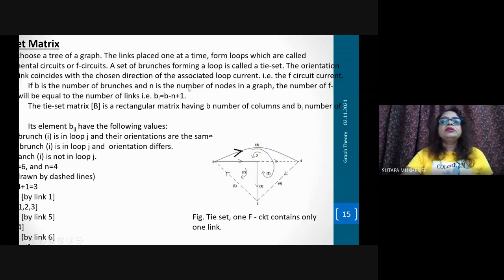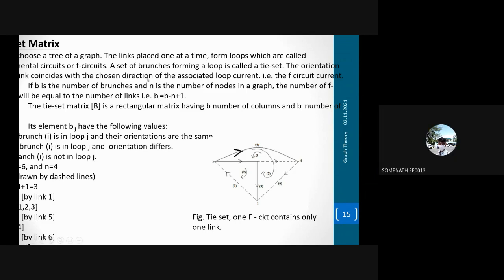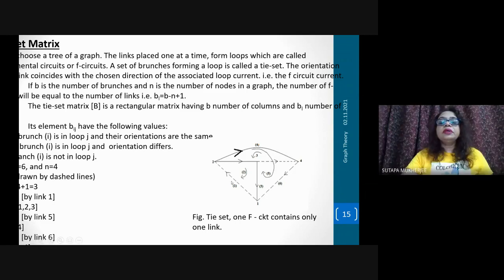The links placed one at a time form loops, which are called what? Do you remember what is tree and co-tree? And what is a branch of the tree called? Twig. And if you put a branch which will form a loop and which is not present in a tree, that is called what? Link. So in case of a tie-set matrix, you have to consider a particular tree.